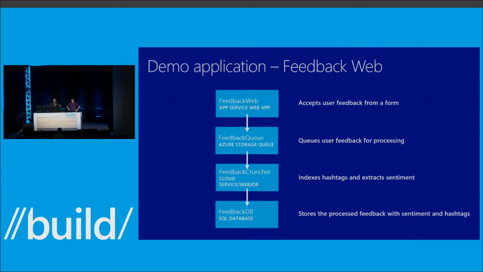After that, we're going to have a cloud service and a web job that are going to be processing the feedback, indexing the hashtags, and we're going to try to glean sentiment from your feedback. It's going to do some natural language processing, and we'll try to determine if your feedback was positive or negative in an automated way.